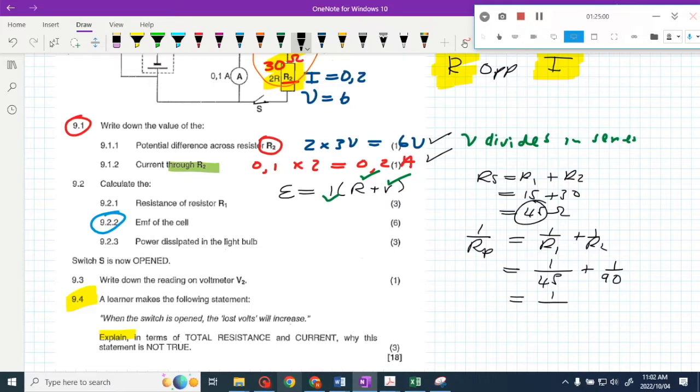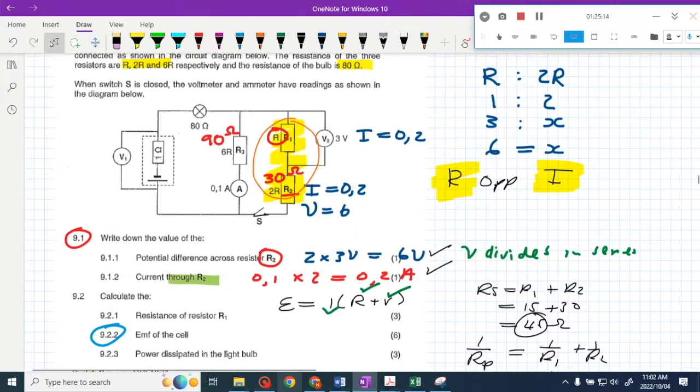1 over 30. So Rp is equal to 30 over 1, and that is 30 ohms. Now that is not the total resistance, yes? What about the light bulbs? We're still going to add it.